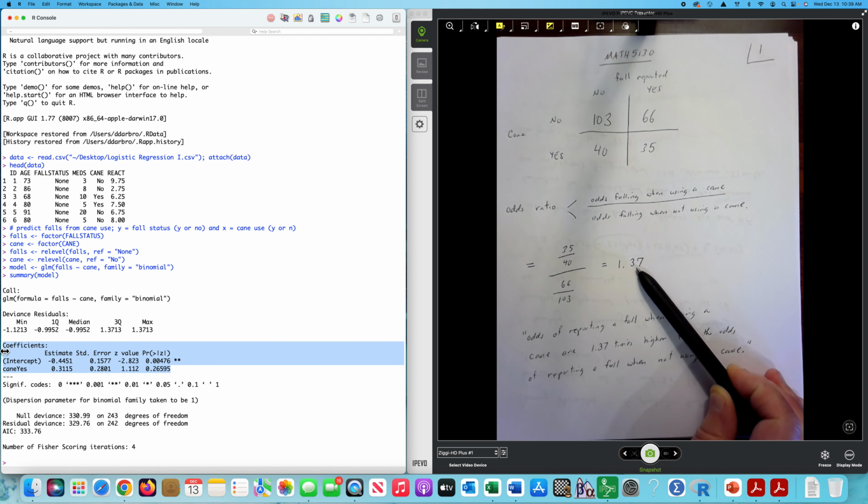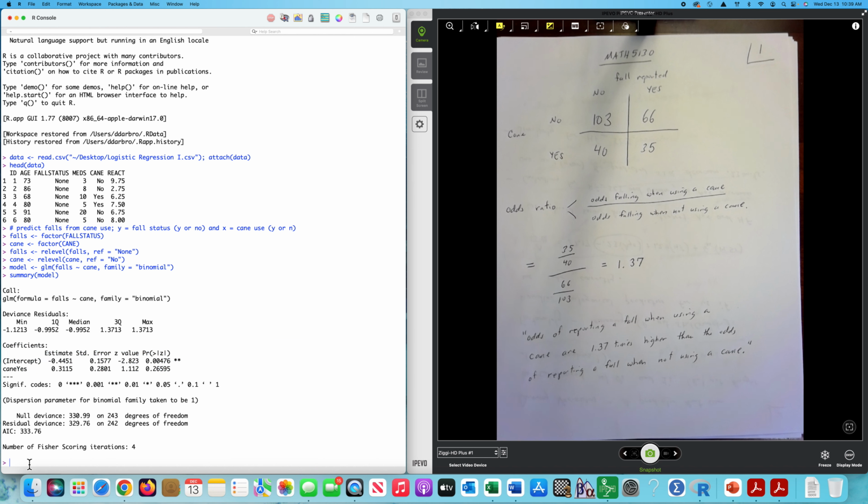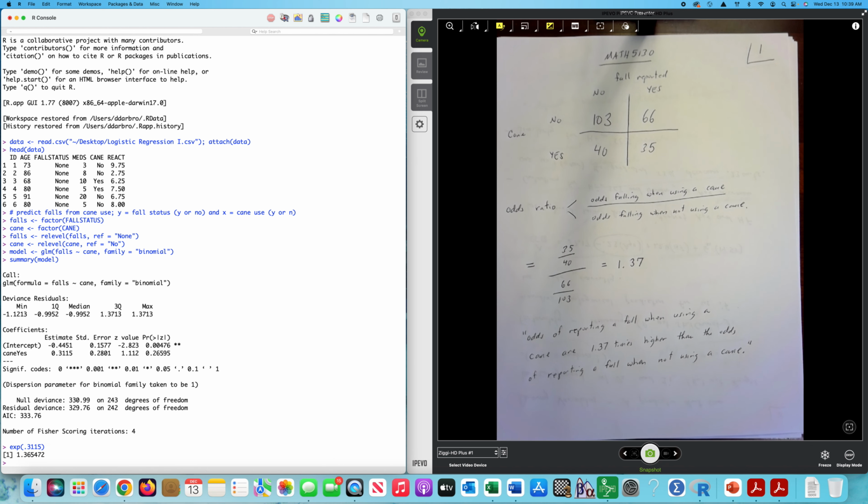Now you can see from this coefficient output what I'm trying to teach you over here, right? Clear as mud. You're like, Dr. Darbro, there is no 1.37 there. Actually, there is a 1.37. If I take EXP that I discussed a little bit earlier and raise e to the estimate for cane, you can see that I get my old buddy 1.37. That is precisely what a logistic regression model does for us.